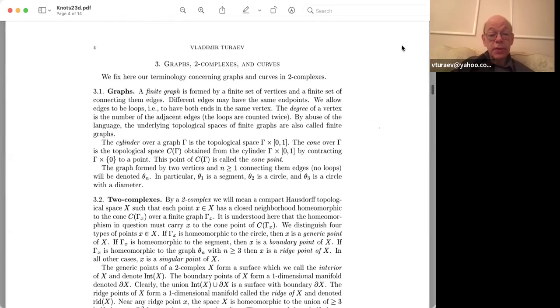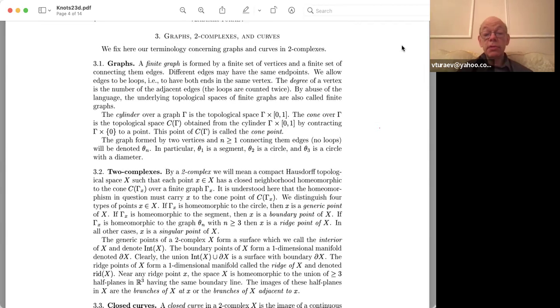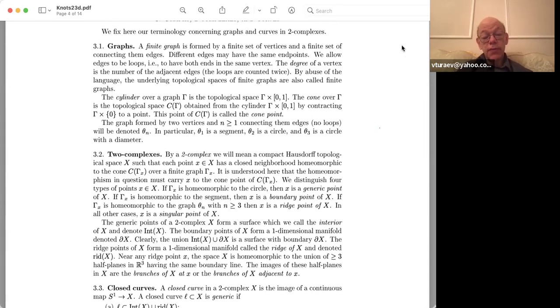Now here everything is as nice as possible. Graphs are finite, there are vertices, there are edges. Well, here we meet the first examples of two-dimensional complexes. These are cylinders over graphs. So we take a graph multiplied by a unit segment, and that gives us a two-dimensional complex. We can also take a cone. Another method is to take two vertices and connect them by n parallel edges. So, for example, we get a circle in this way, a circle with a diameter, and so on and so on.